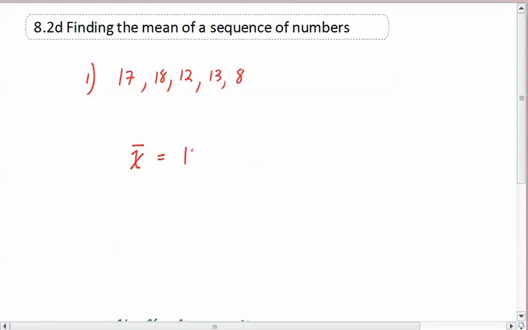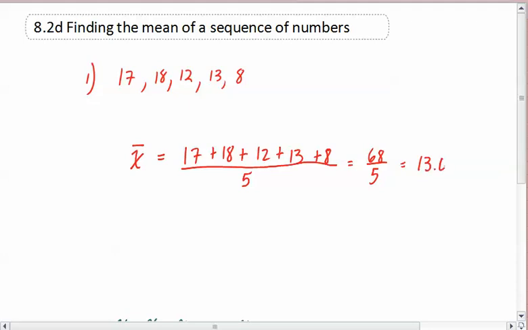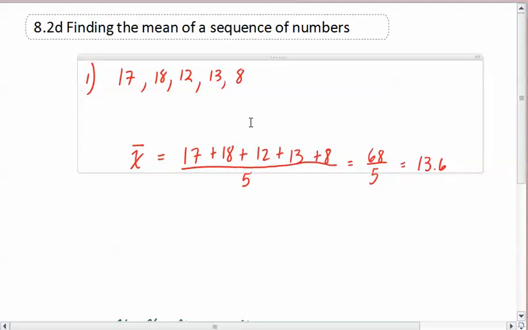So here we go. We have 17 plus 18 plus 12 plus 13 and plus 8. So we're going to take all of those, add them together, and we're going to divide by 5. And that's going to be our mean. So we get 68 on the top. We're going to divide by 5. And our arithmetic mean is going to be 13.6.